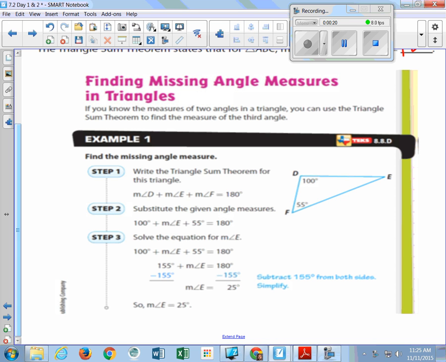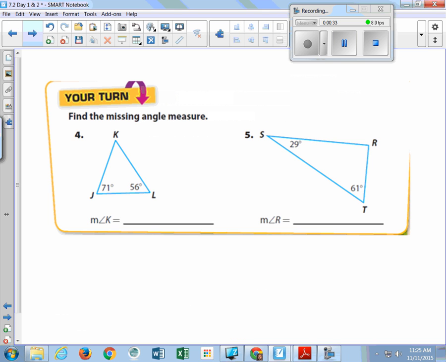If we have the measurement of two of the angles, then we should be able to find the missing angle by adding the two angles that we have and subtracting it from 180. So this is the example that the book gives you. Let's go ahead and work a couple. So find the missing angle measure.